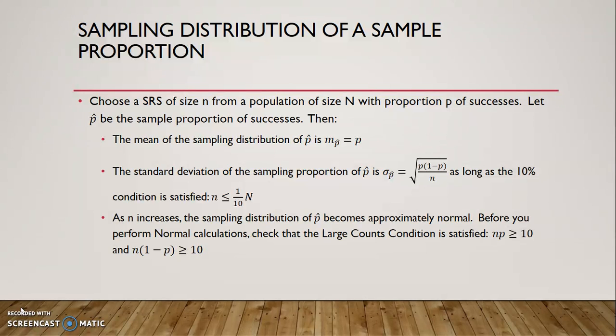Before you perform normal calculations, check that the large count condition is satisfied. The large count condition says n times p has to be greater than or equal to 10, but also n times 1 minus p has to be greater than or equal to 10.